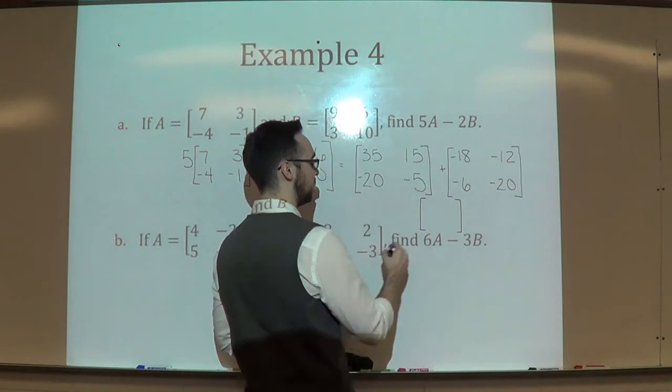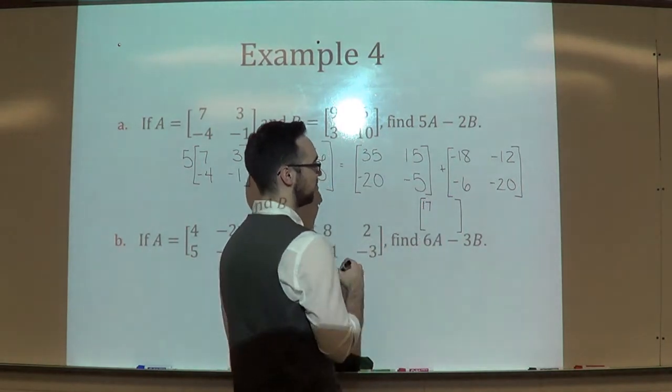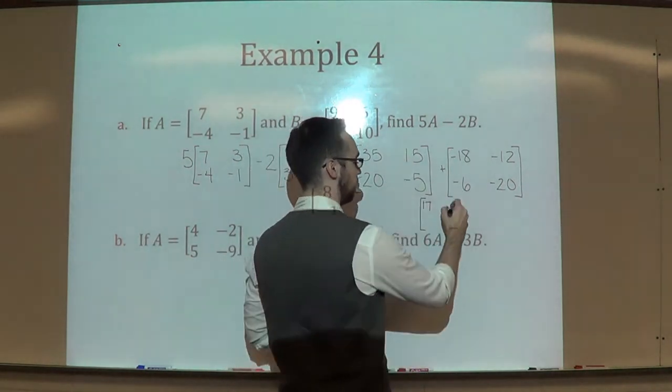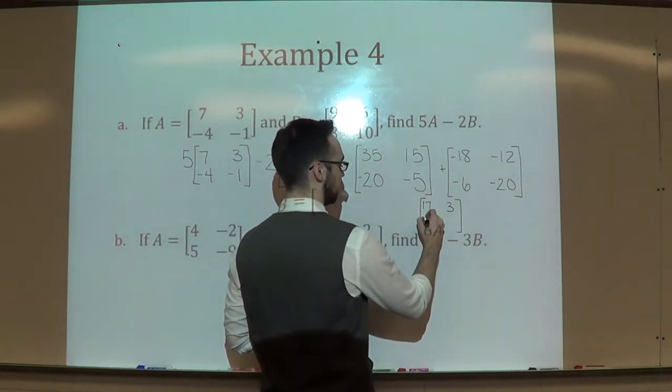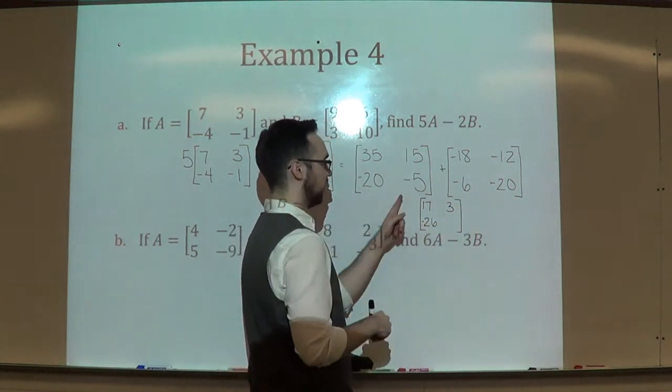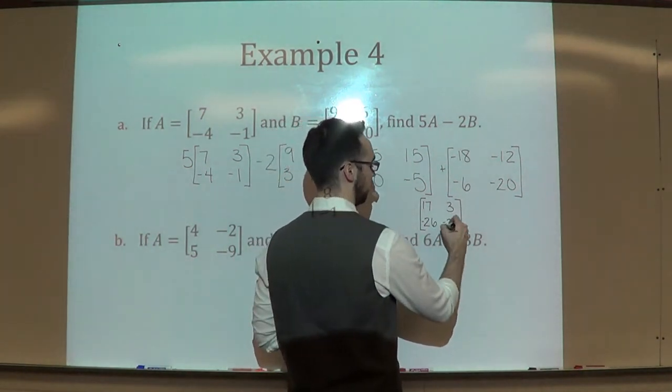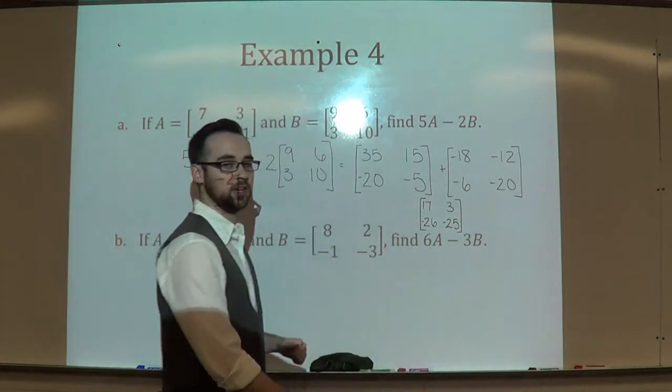35 and negative 18 is a positive 17. 15 plus a negative 12 is a positive 3. Negative 20 and a negative 6 is a negative 26. Negative 5 and negative 20 is a negative 25.